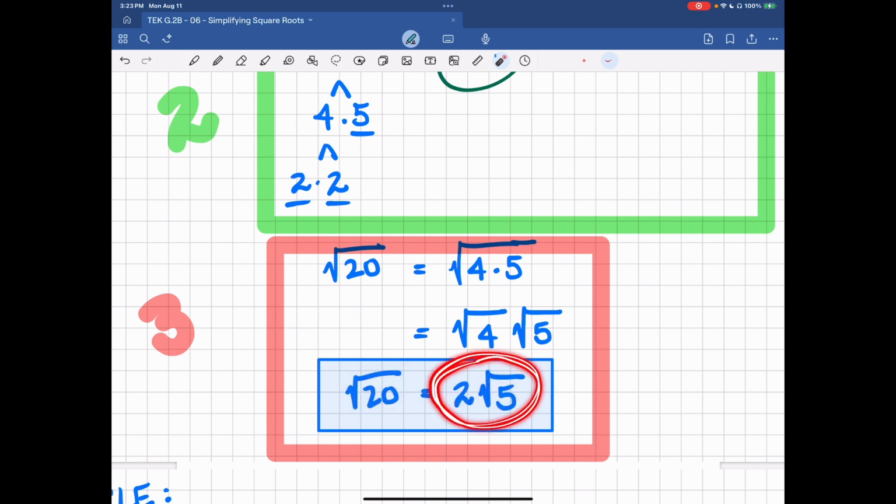This would be considered your accurate answer. And when you would take your calculator and plug in the square root of 20 and get a long number, that would be your approximate value. So 2 times the square root of 5 is the accurate answer for the square root of 20.